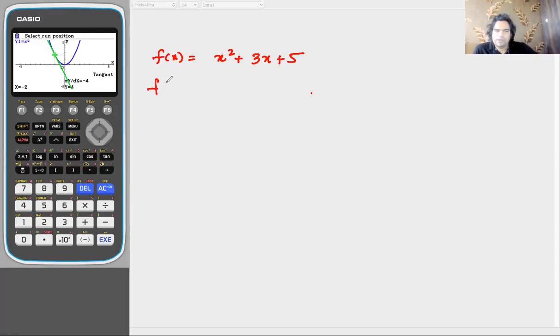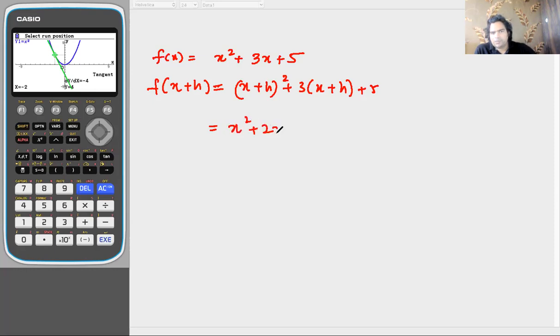So let's say if you have got f of x plus h, because that's the value we'll need: x plus h the whole squared plus 3 times x plus h plus 5. So this is the f of x plus h value. We obviously replace x with x plus h, and you get x squared plus 2xh plus h squared plus 3x plus 3h plus 5. That's my f of x plus h, and this is f of x.